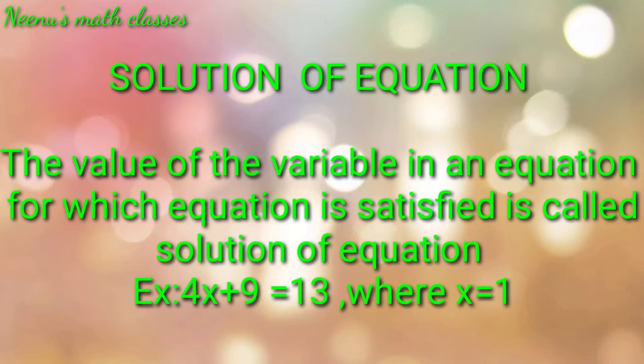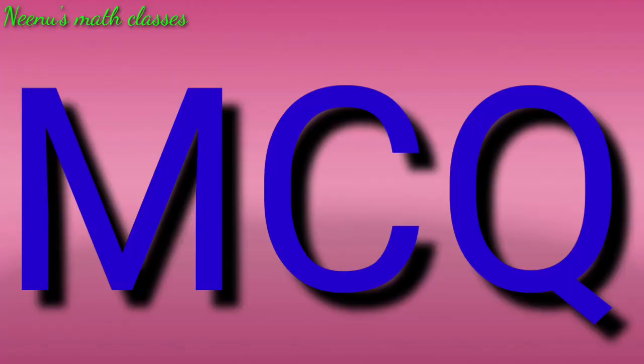Now what is the solution of an equation? The value of the variable in an equation for which the equation is satisfied is called the solution of the equation. For example, 4x plus 9 equal to 13. What is the solution? The solution is x equal to 1. Giving x equal to 1, we get 4 into 1 plus 9, which is equal to 13. So, LHS equal to RHS. So x equal to 1 is the solution of the given equation 4x plus 9 equal to 13.